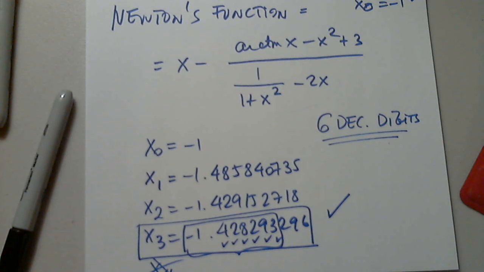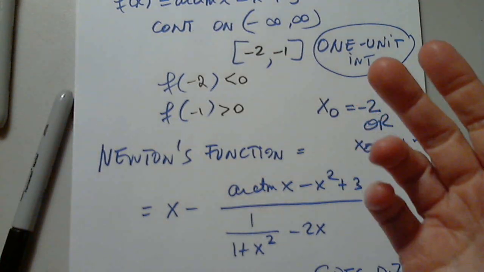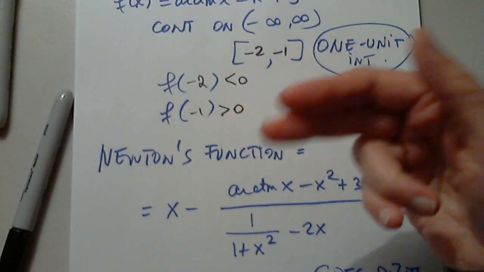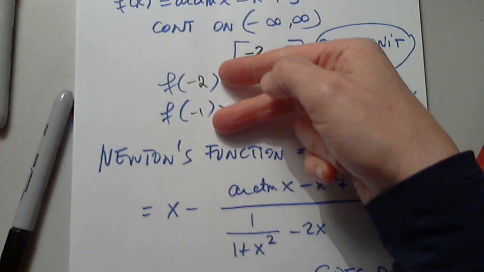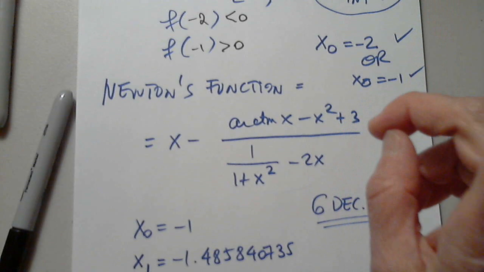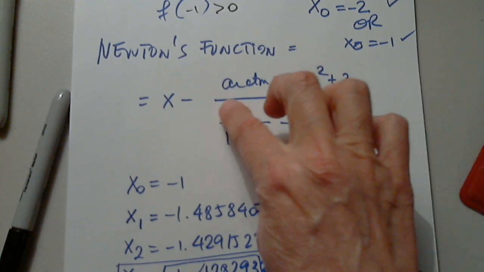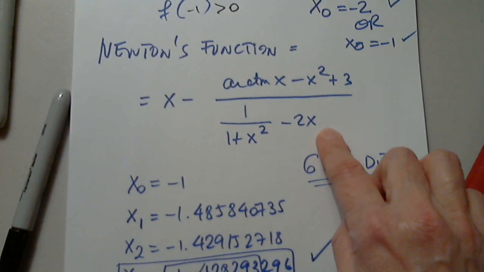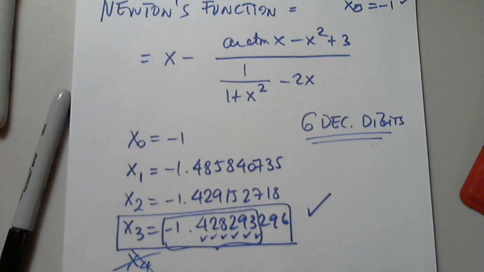That's all about Newton's method. We use the intermediate value theorem to find the interval guaranteed by the intermediate value theorem for a continuous function where it changes sign. Now I have a 1-unit interval and I start either at one end or the other. However, I must check that the starting point that I use, either this or this, does not make the denominator 0. And then you follow the procedure that we just looked at. Any questions?